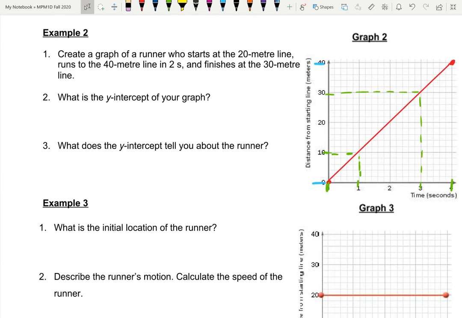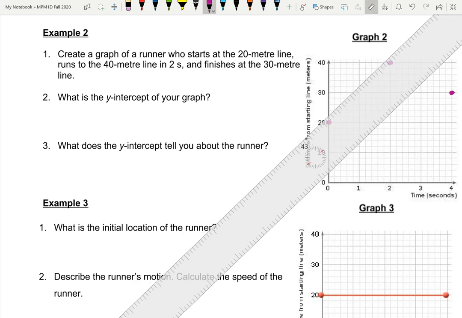Okay, example 2. I'm just going to erase this because this was my graph 1. Create a graph of a runner who starts at the 20-meter line, so starting at 0 seconds at the 20-meter line, and then runs to the 40-meter line in 2 seconds. So after 2 seconds from the runner starting, the runner is at the 40-meter line and then finishes at the 30-meter line. Now let's just connect our points.